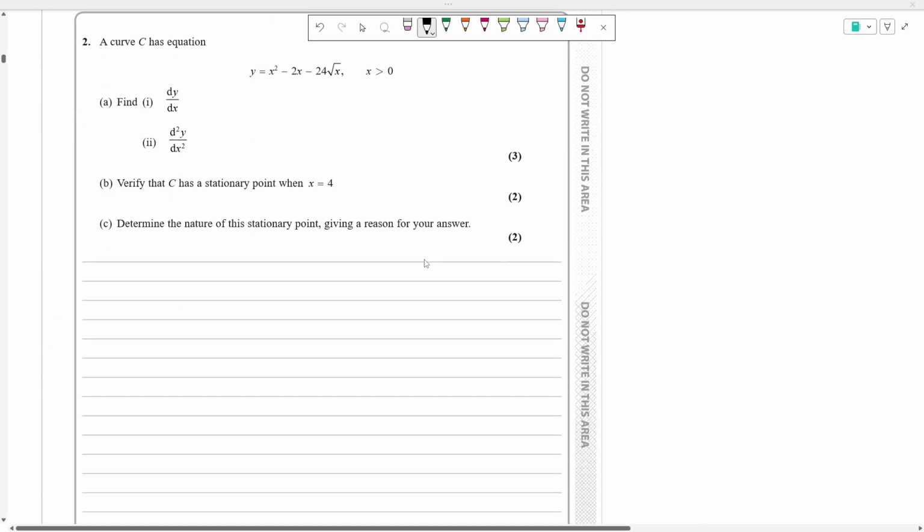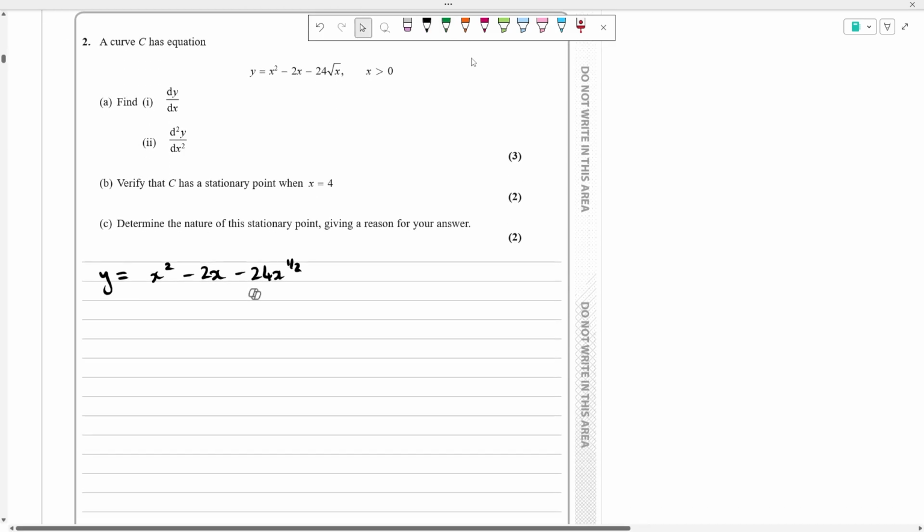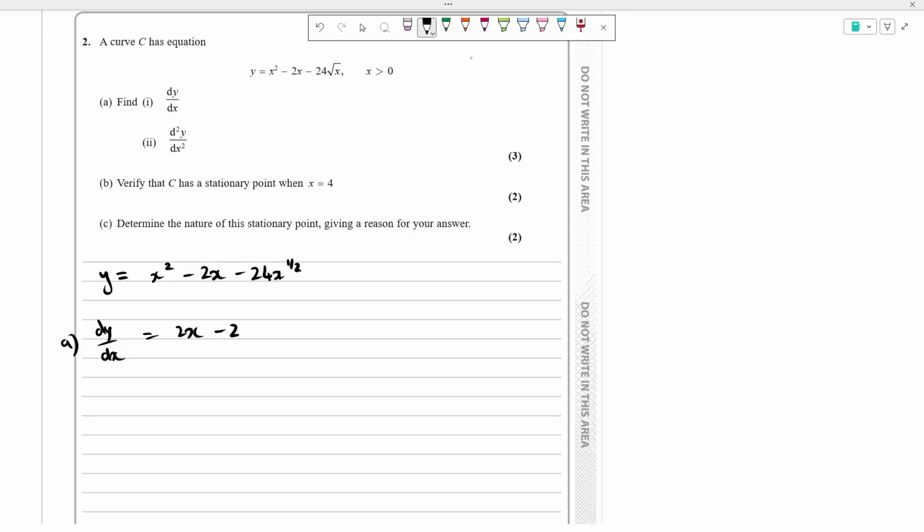Next question. A curve C has this equation, and we want to work out dy by dx. First thing I'm going to do is convert everything into index form. So I end up with y equals x squared minus 2x minus 24x to the half. Then we can just differentiate like normal. So dy by dx for part A gives us 2x minus 2. 24 times a half gives us minus 12. For x, we subtract 1 from the power, so that gives us minus 1 over 2, and that's going to be your answer for part A.